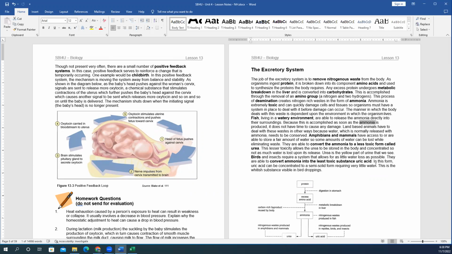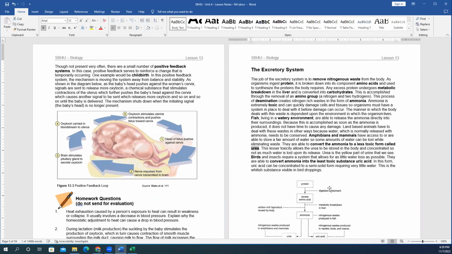And this less toxic compound is urea. And urea has a far less toxicity compared to ammonia, and urea can be stored in the body and concentrated so that not much water is lost upon its excretion and release. And urea is that yellow part of our urine that we see when we urinate.